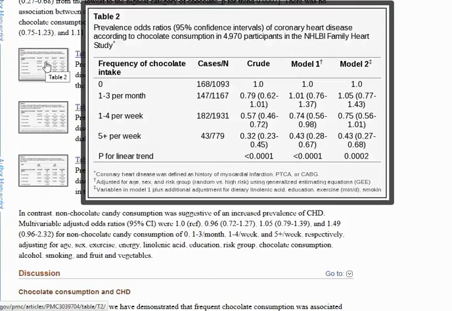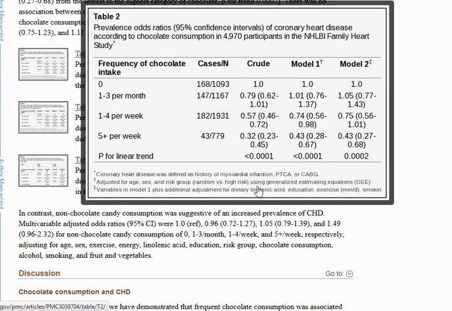So first I'll look at this table. As you can see here, we can essentially see odds ratios of coronary heart disease according to chocolate consumption in 4,970 participants. So the first thing I'd look at is obviously the right-hand side, and you can see the odds ratios here, and in brackets you've got the 95% confidence intervals.